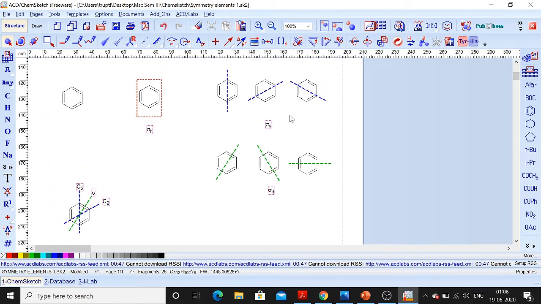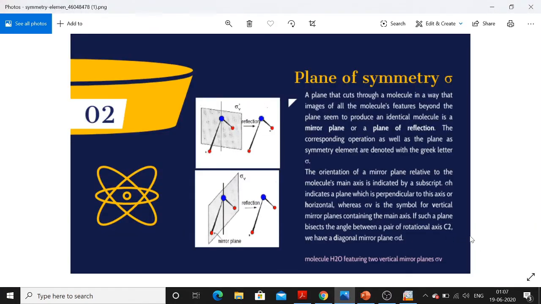So in sigma we have three types: sigma V, sigma H and sigma D. Sigma H is the one which is always perpendicular to the principal axis. Sigma D and sigma V, they are the planes containing the principal axis. They're parallel. Sigma D, always remember, they divide the angle between the two C2 axes. So this is your second symmetry element. Now let us go to the next one.